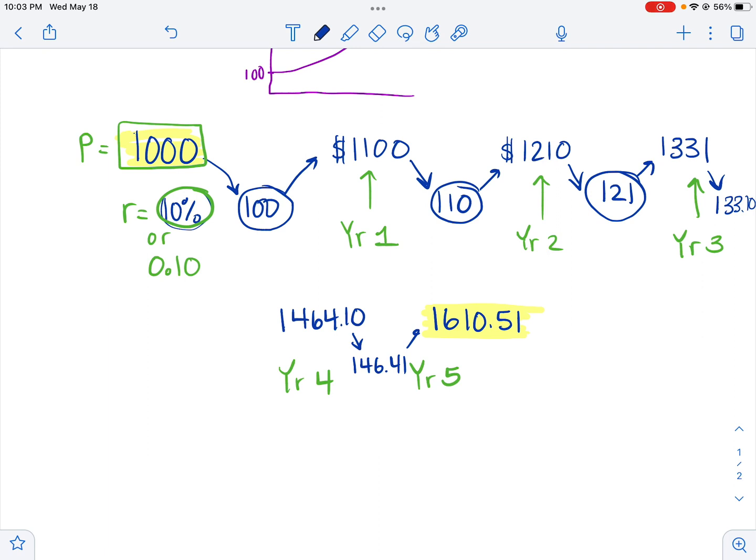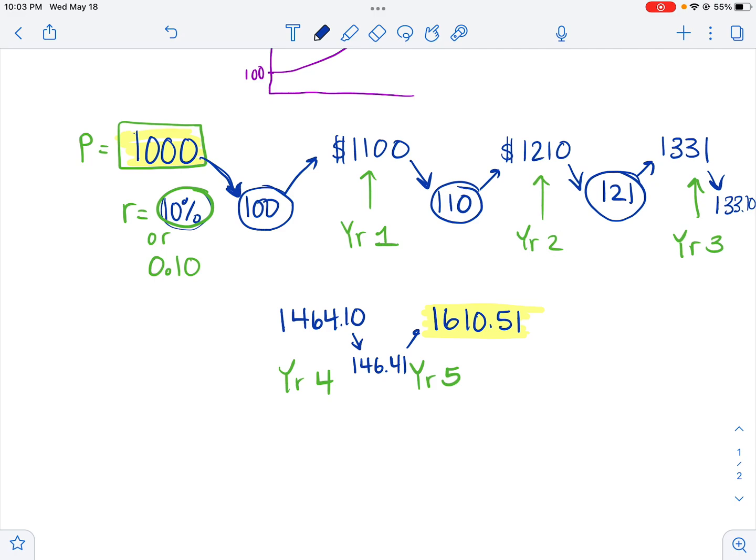So it's kind of annoying to calculate compound interest like this, right? Like you have to calculate each year. Like what if you wanted to invest $1,000 for like 20 years? You'd have to do this till you get to 20 years, and that would take forever. So let's look at using a formula to help us.